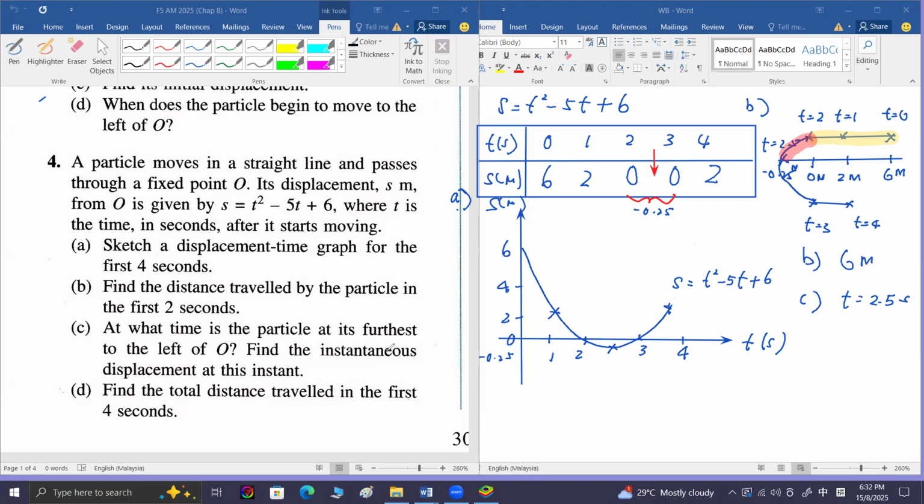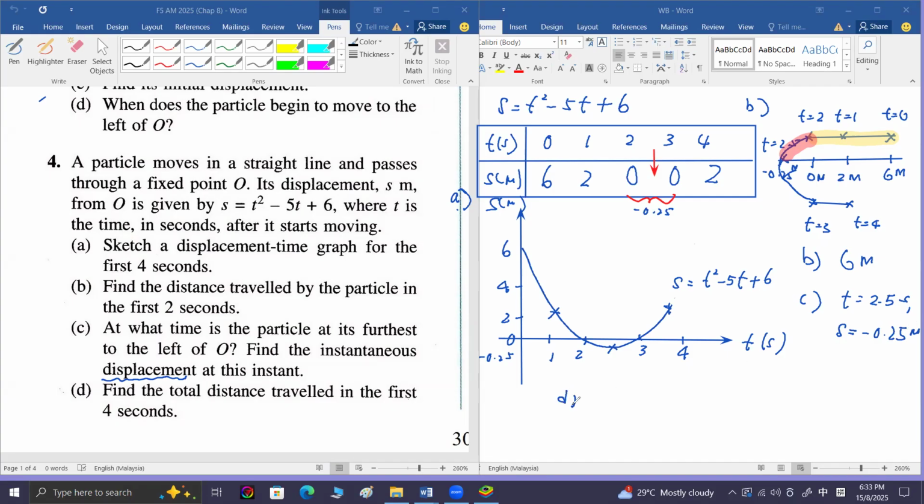Then find the instantaneous displacement at this instant. Displacement, yeah? They asked for displacement, not distance, right? So the displacement is negative 0.25 meter. Got what I mean? That's why you must know how to answer, whether you are answering questions for distance or displacement.